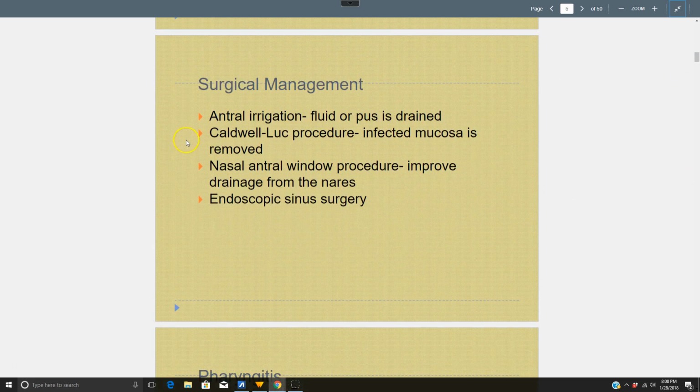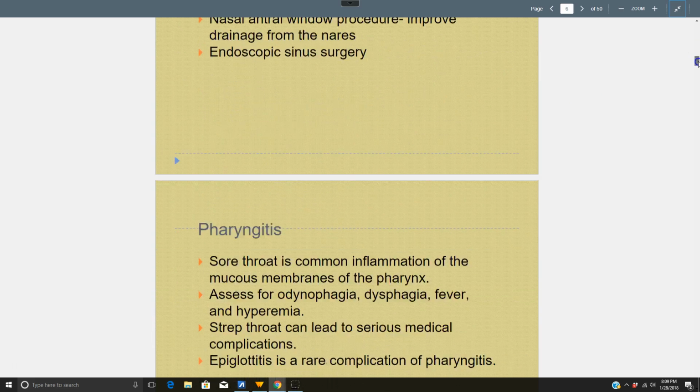And a lot of times we'll do irrigations, antral irrigations, to remove some of that fluid or pus, or a Caldwell-Luke procedure where the actual infected mucosa is removed, and a nasal antral window procedure which improves drainage from the nares. Sometimes endoscopic sinus surgery is needed to help that.